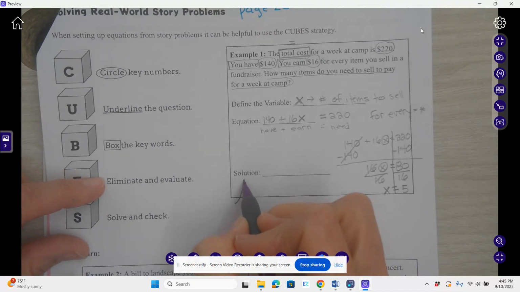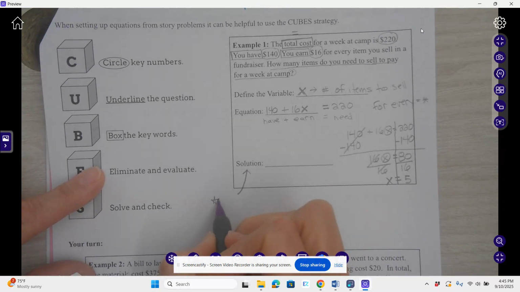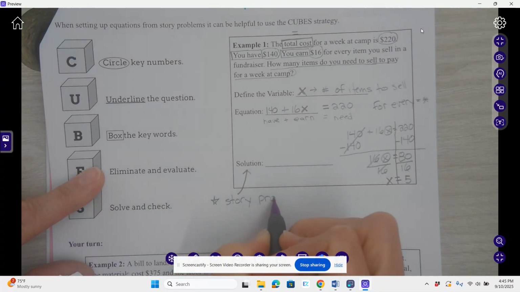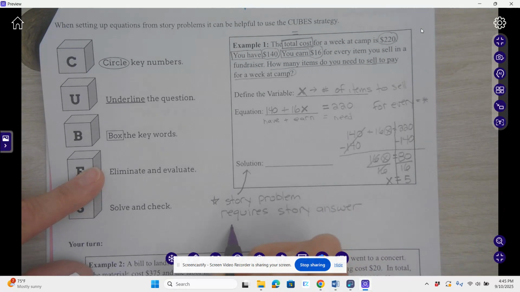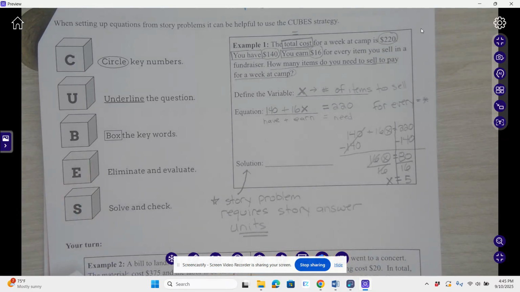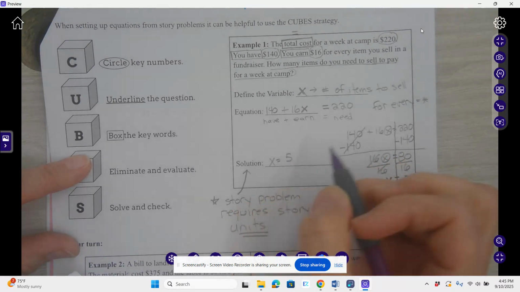But I want to remind you, and actually I'm going to have you put this in your notes, put a star by it. A story problem requires a story answer. So what I mean by that is we need to include units. Always, always, always.